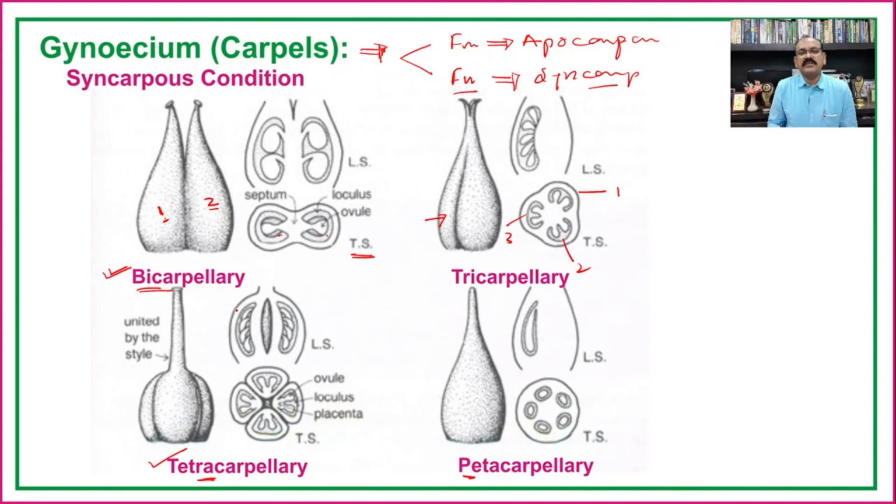So the carpels may be 1, 2, 3, 4, 5 or even more, and they may be free or fused. On the basis of that, there will be different types of fruit that we will see in the lecture on fruit.